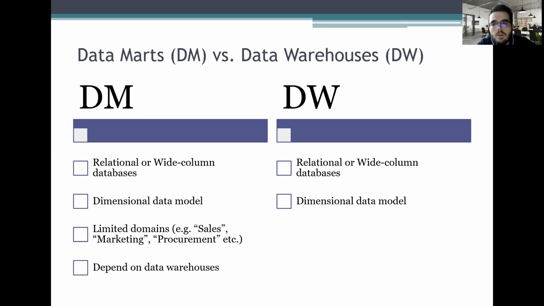But data marts are different from data warehouses in that they are intended to be used in limited domains, in limited subject areas. For example, a data mart for the sales department can be different from a data mart used for the marketing department, or for the procurement department, or for the human resources department. And usually data marts are built on top of the data warehouses, since they are special slices of data warehouses that contain only data related to a special domain.